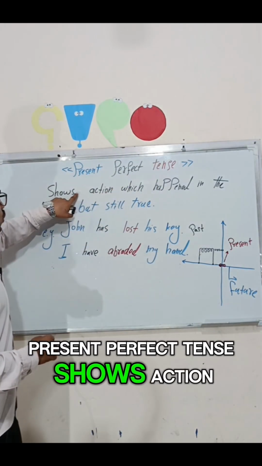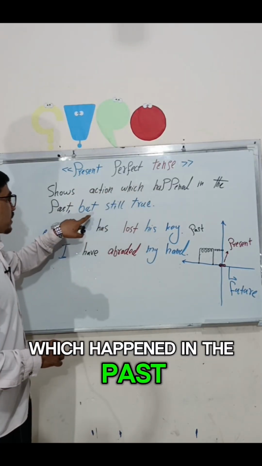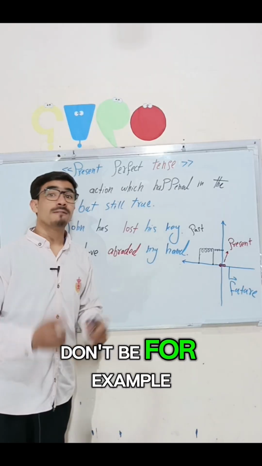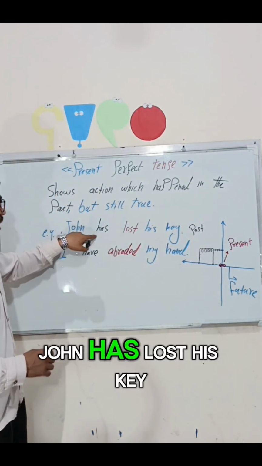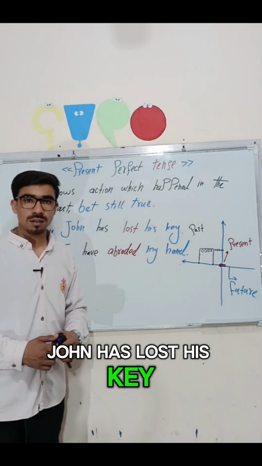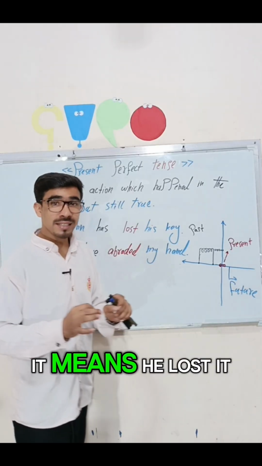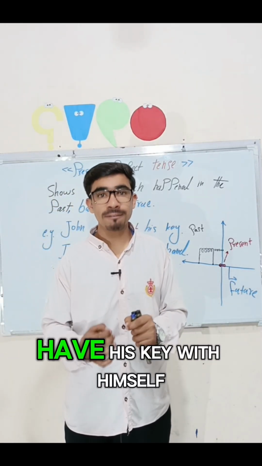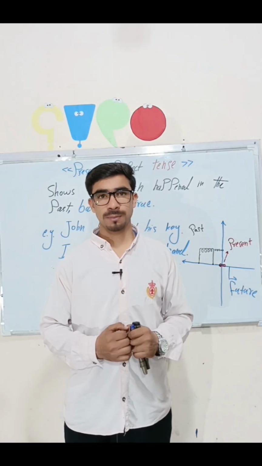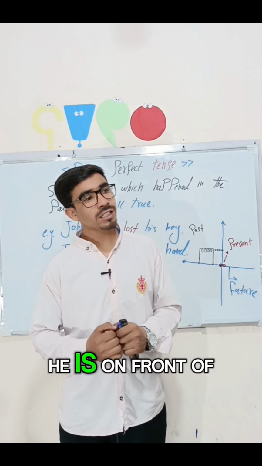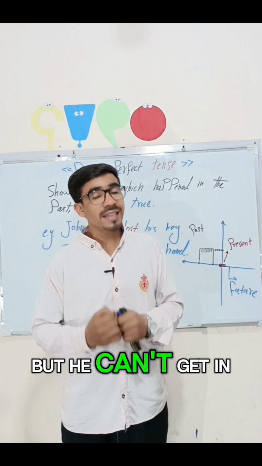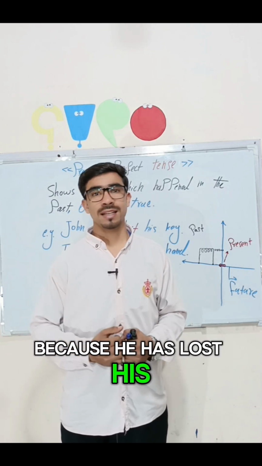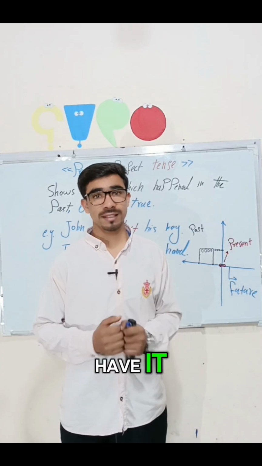Present perfect tense shows an action which happened in the past but is still true. Confused? Don't be. For example, John has lost his key. What it means is he lost it in the past, but right now he doesn't have his key with him. If you look at him, he is in front of his house, but he can't get in. Why? Because he has lost his key, and right now he doesn't have it.